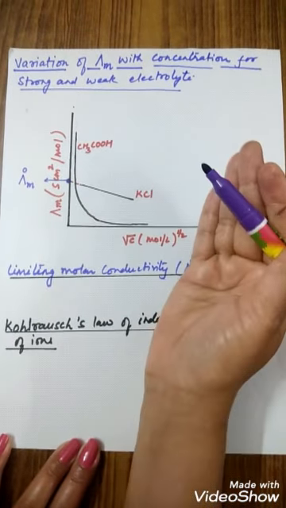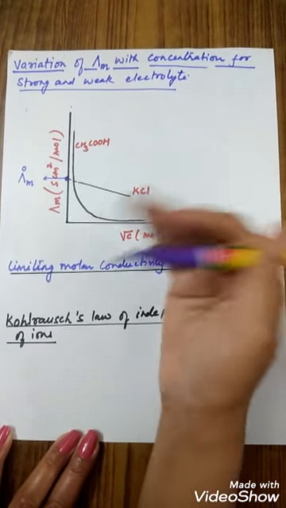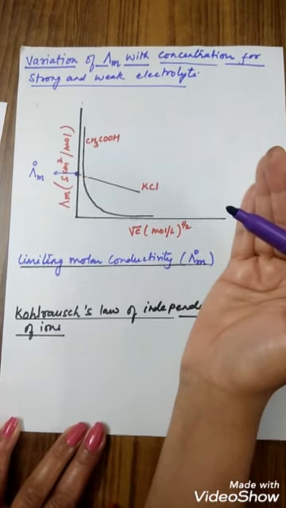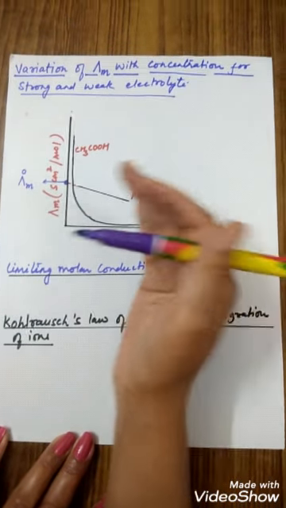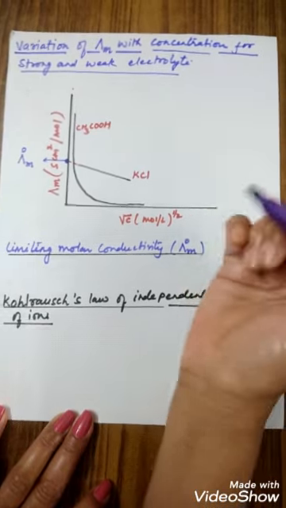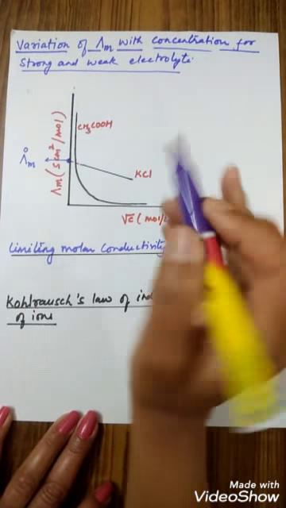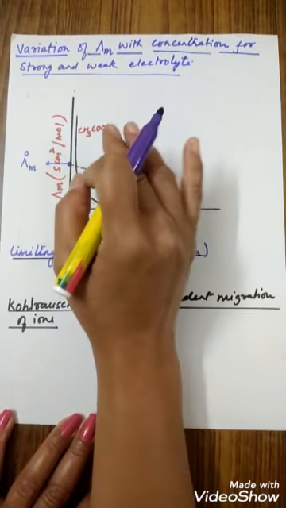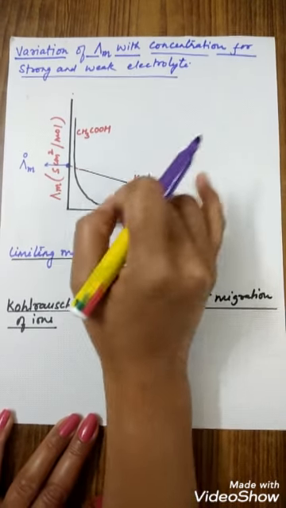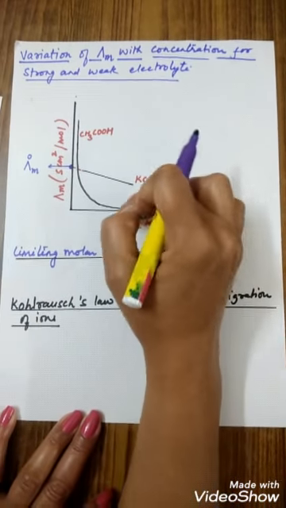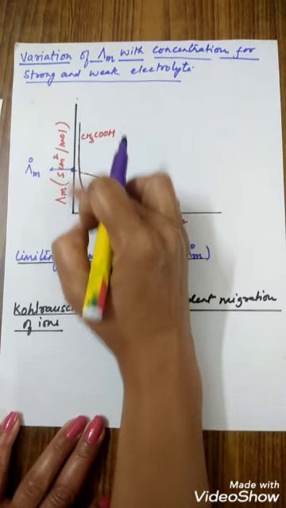The number of ions increases and the speed of ions increases. Why does the number of ions increase? Because as the dilution increases, the ionization increases. So due to two factors, number of ions increasing and speed of ions increasing, they show a steep increment, especially at lower concentration.